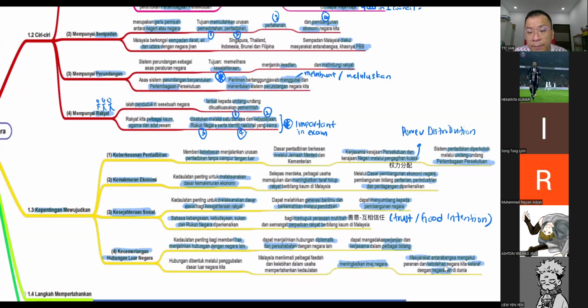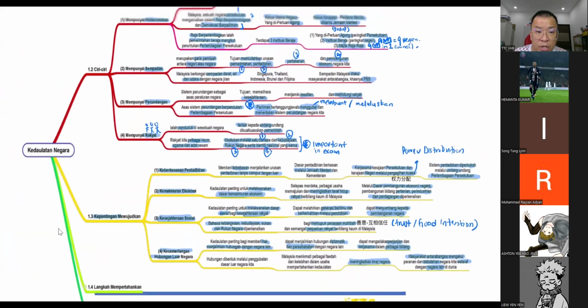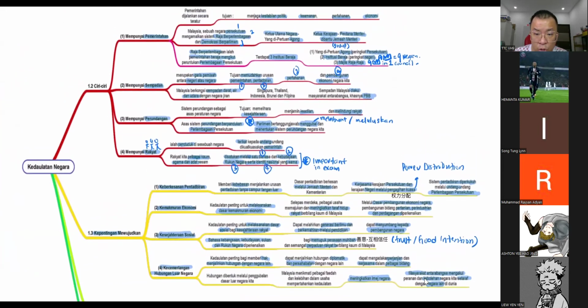Our capability is as good as other countries. Yeah. So this is the kepentingan kedaulatan. Okay. Kepentingan kedaulatan. Okay. So this one you can screenshot if you haven't highlighted. If there's anything you tak faham, you can type it out, because everybody's understanding is different.